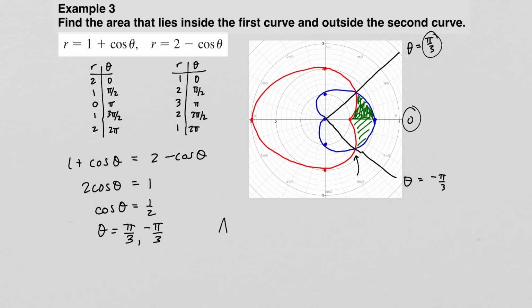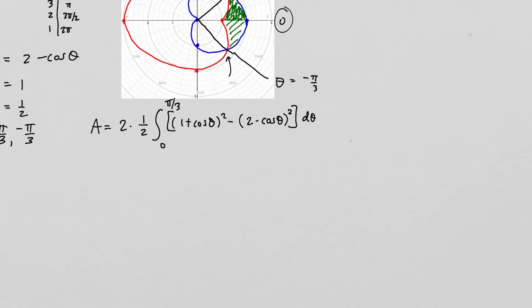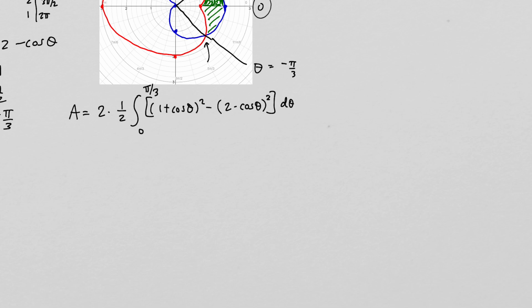So we know that the area is going to be 2 times, and then the area formula is 1/2 integral, in this case from 0 to pi over 3, and then we're going to have the outside curve. So the outside curve is the blue curve, which is 1 plus cosine of theta, quantity squared, minus, and then the inside curve is 2 minus cosine of theta, quantity squared. So now the whole problem comes down to figuring out this integral.